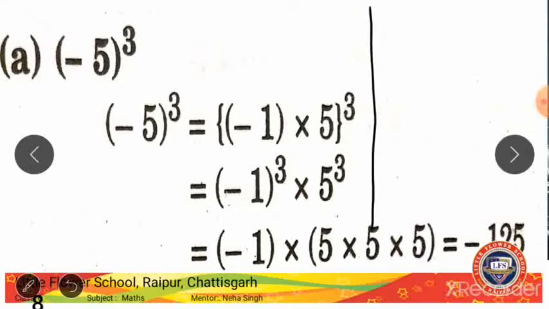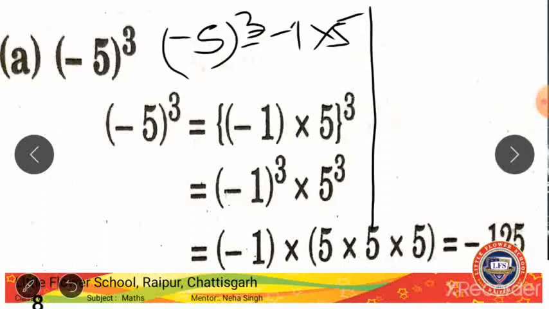You can separate this minus 5. I can write it as minus 1 into 5. I can separate the minus sign, right? Since here it is cube, here also it will be cube, right? So when we are separating now, this 3 will be applied to this also and to this also.